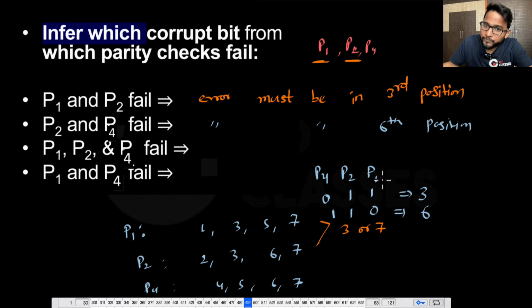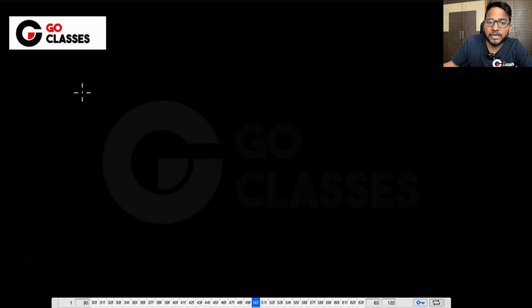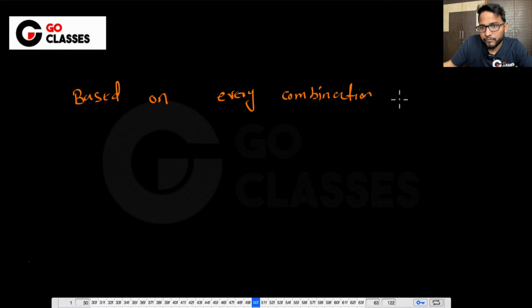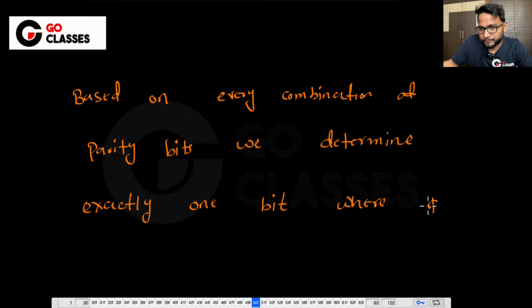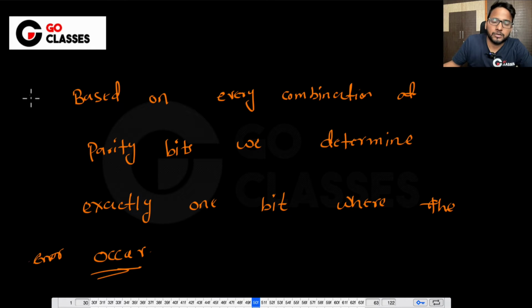So basically, based on the combination of which one is failing and which one is passing, you tell exactly the one bit where the error is. That's the key point here, right? And how this all is working, I will come to that. But let's take one takeaway from this: based on every combination of parity bits, we determine exactly one bit where the error occurs, right? Okay, I hope you understood this.